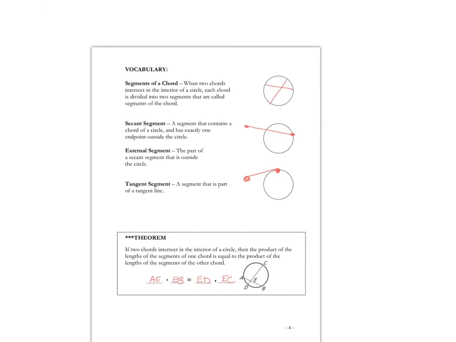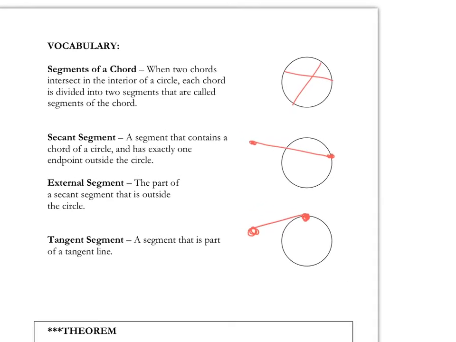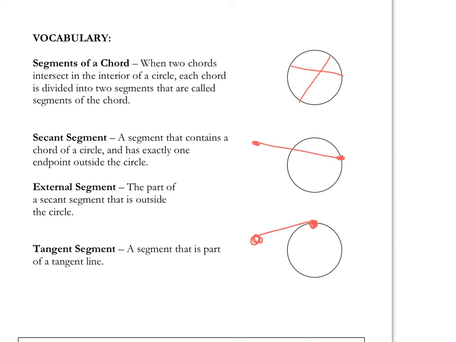Okay, so this one, we have a couple vocab words so you understand the theorems. Segments of a chord. So if I have two chords intersecting inside a circle, it divides it into two segments, which is the segments of a chord. So this right here and this right here are your two segments of the chord. So the biggest thing to remember is that the segments of a chord are in the same chord. This one too. So this one, the yellow and the red match up. They are segments of a chord.